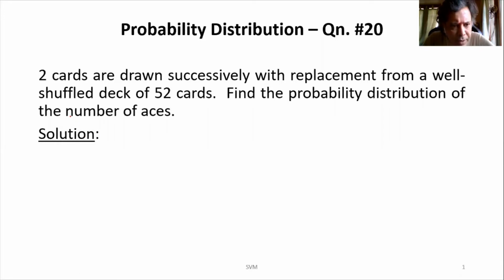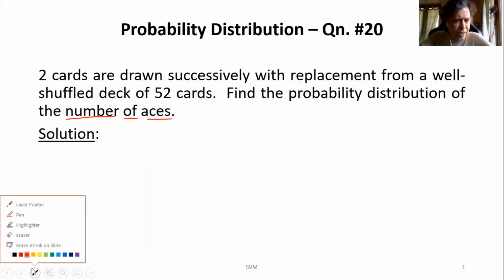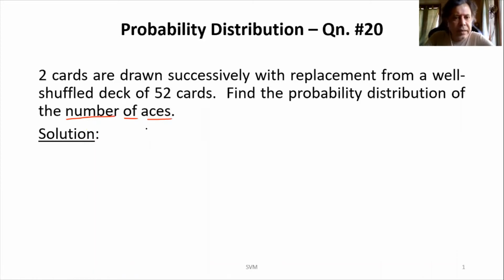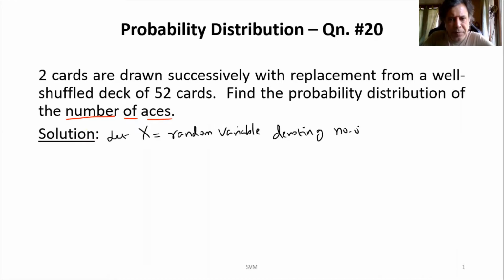So here we are concerned about the number of aces. Let us define that as a random variable. Let X equal the random variable denoting the number of aces.